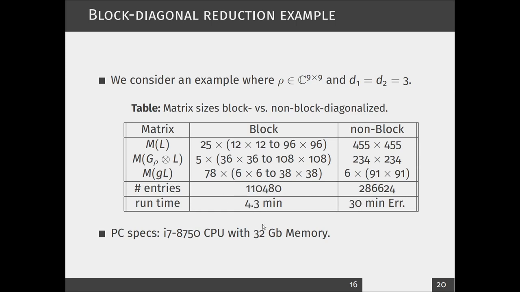Runtime-wise, the blocked one was absolutely essential for being able to compute this problem. It took 4.3 minutes, whereas the non-blocked side took 30 minutes until my solver just gave up and refused to proceed. The solver is Mosek, by the way, embedded in JuMP running in Julia. And for my PC specs, I have an i7 processor and 32 gigabytes of memory.